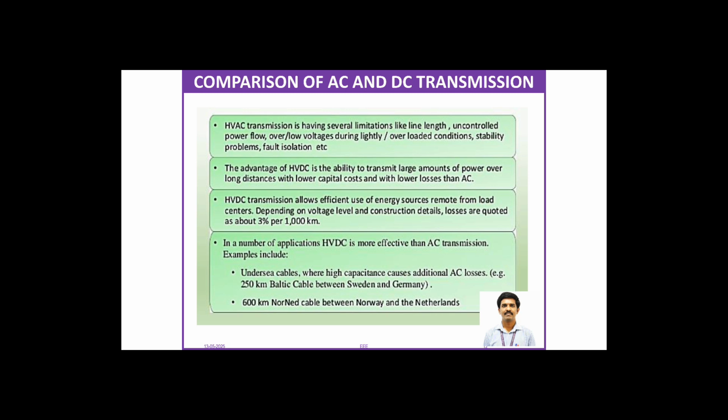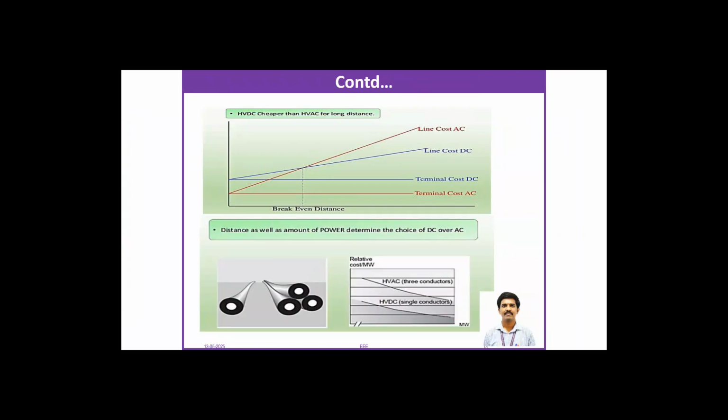HVDC transmission allows efficient use of energy sources remote from load centers. Depending on voltage level and construction details, losses are quoted as about 3% per 1000 km. In a number of applications, HVDC is more effective than AC transmission. Example, undersea cable, where high capacitance causes additional AC losses.